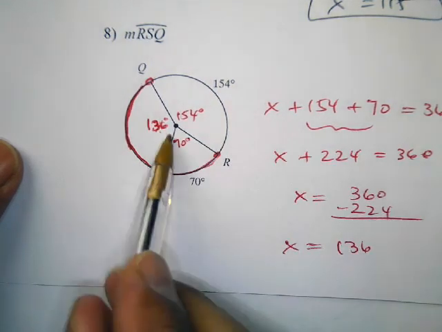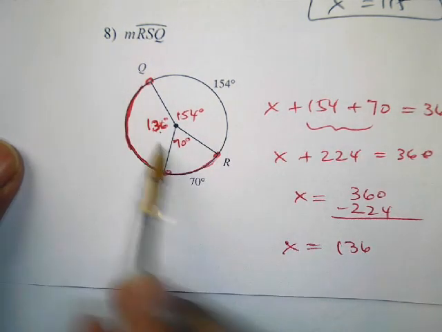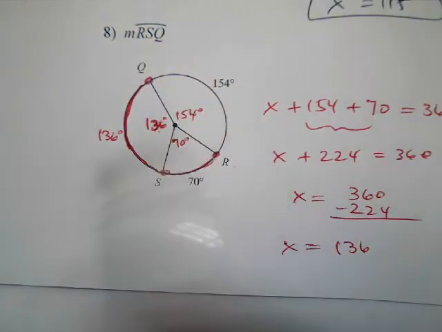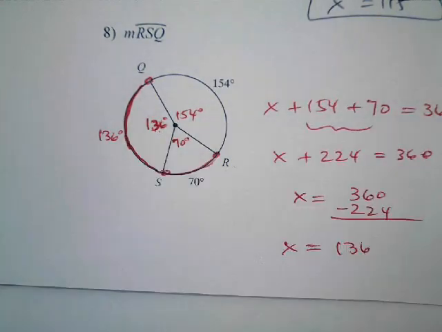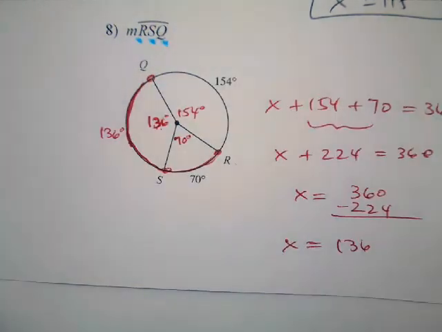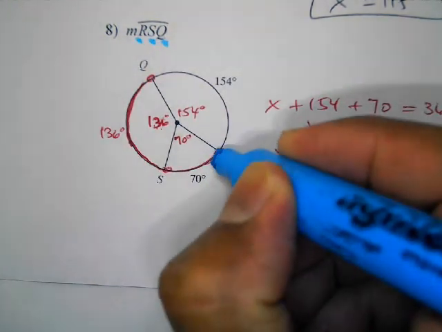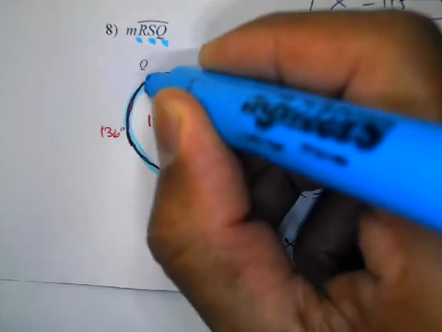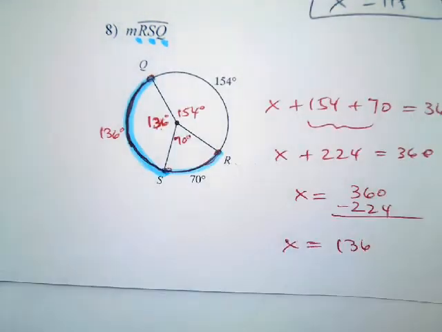136 is not our answer. 136 is this angle here. That's what I need. I need this piece right here. If this is 136 degrees, then the arc is also 136 degrees. Now I got all the parts. I got all the arcs all the way around. Now from where to where do they want? From R to S to Q.